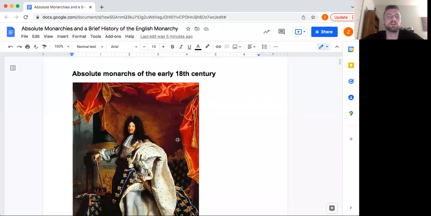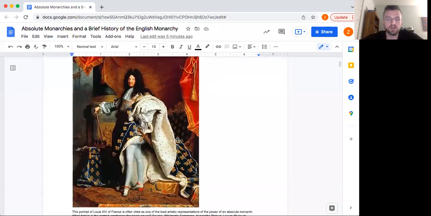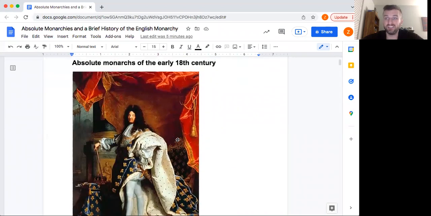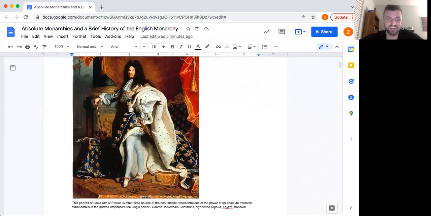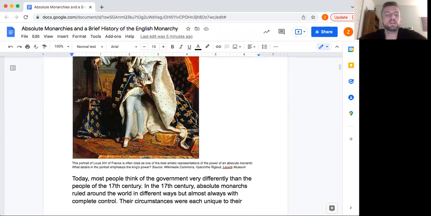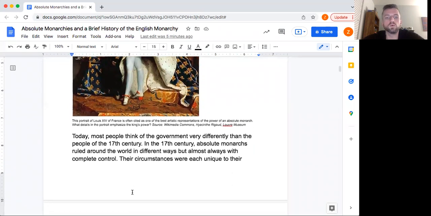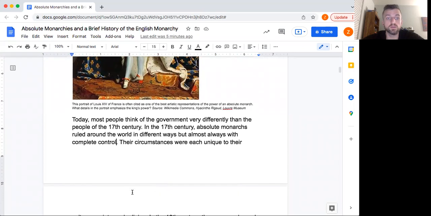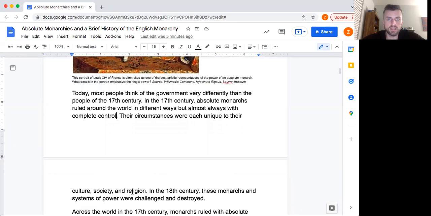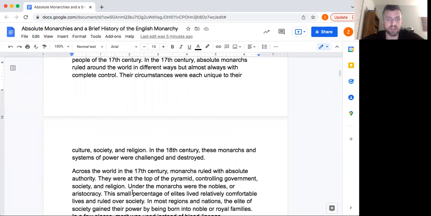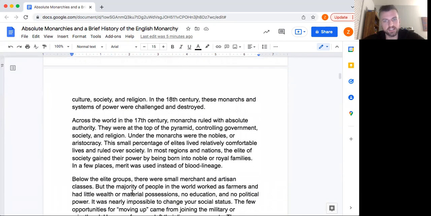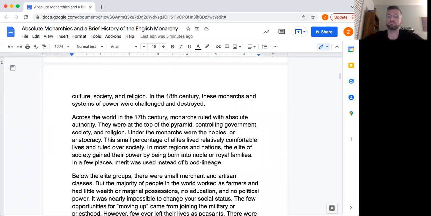Absolute monarchies of the early 18th century, plus some information about the English monarchy. Oh, yeah. Let's get into it. Today, most people think of the government very differently than the people of the 17th century. In the 17th century, absolute monarchs ruled around the world in different ways, but almost always with complete control. Their circumstances were each unique to their culture, society, and religion. In the 18th century, these monarchs and systems of power were challenged and destroyed.